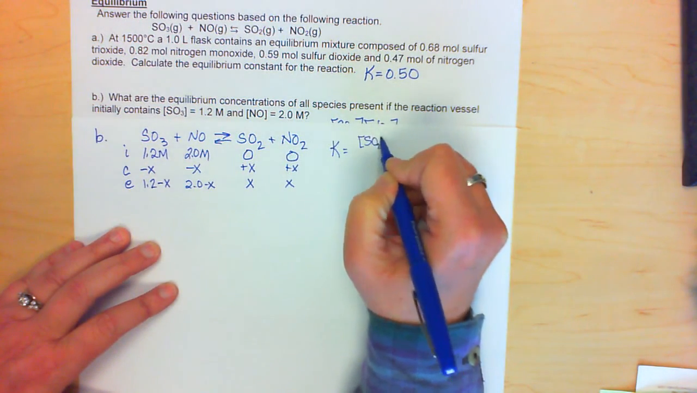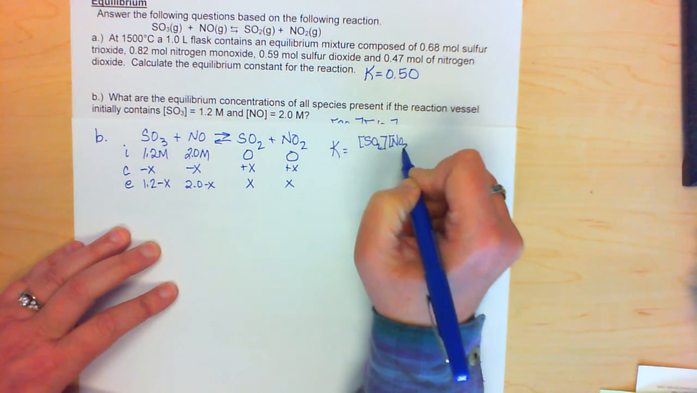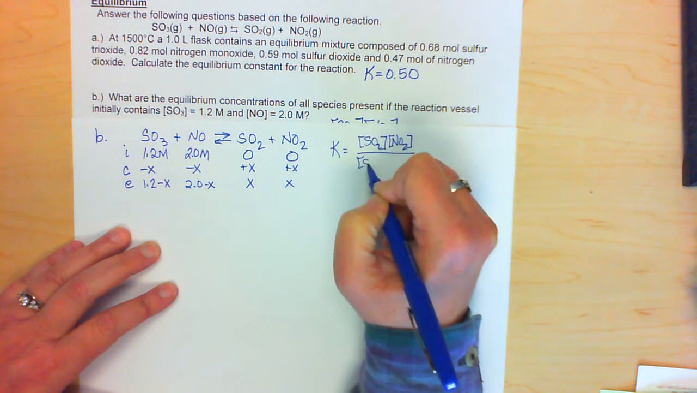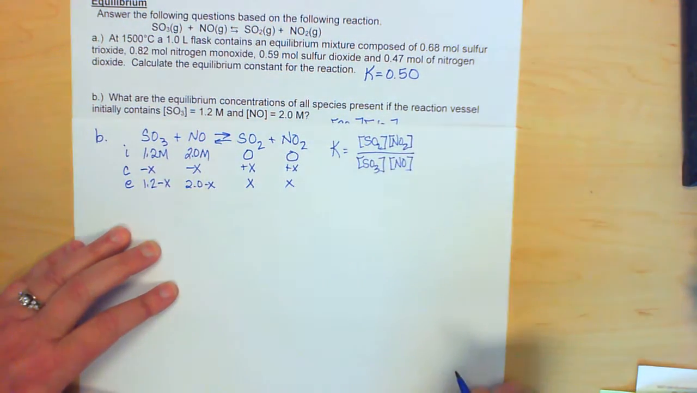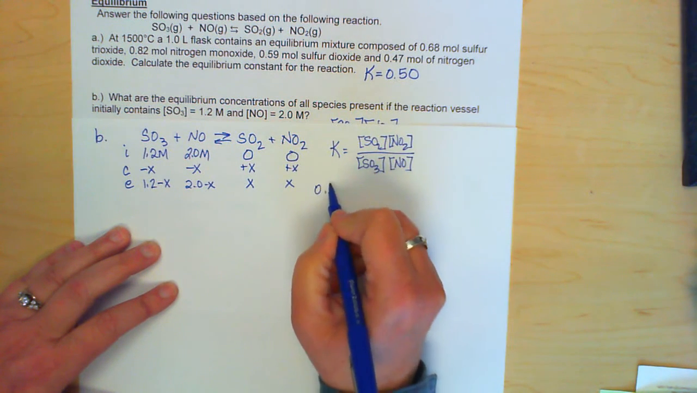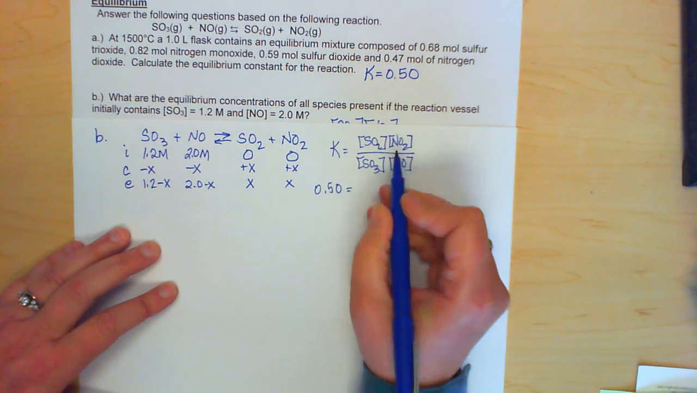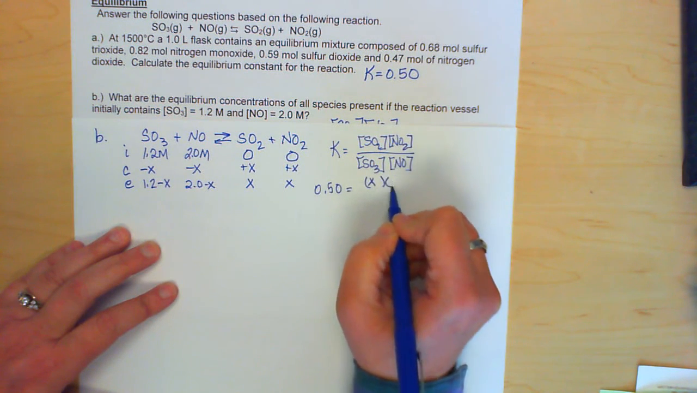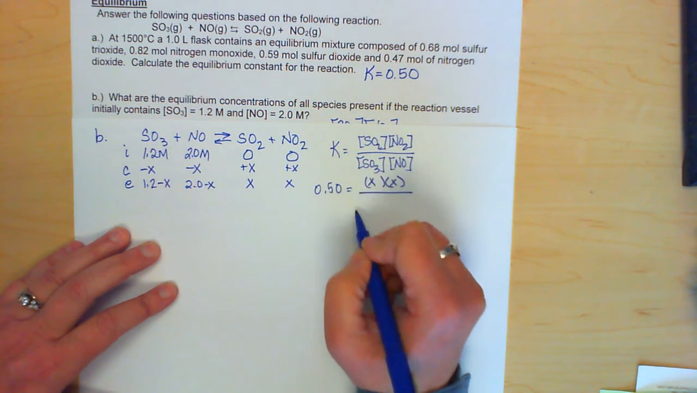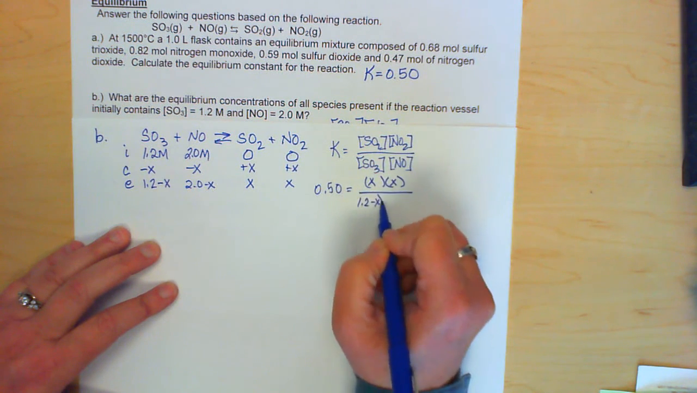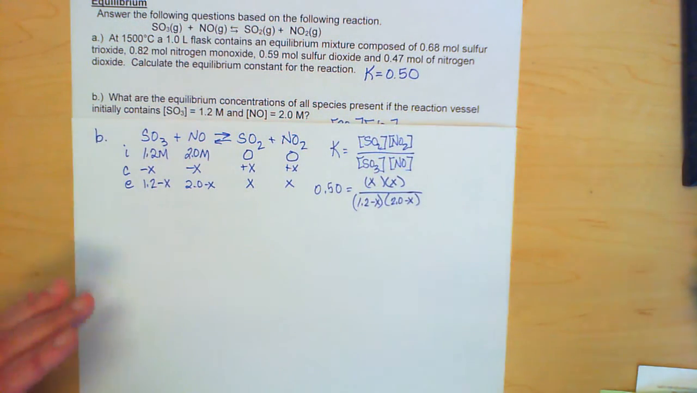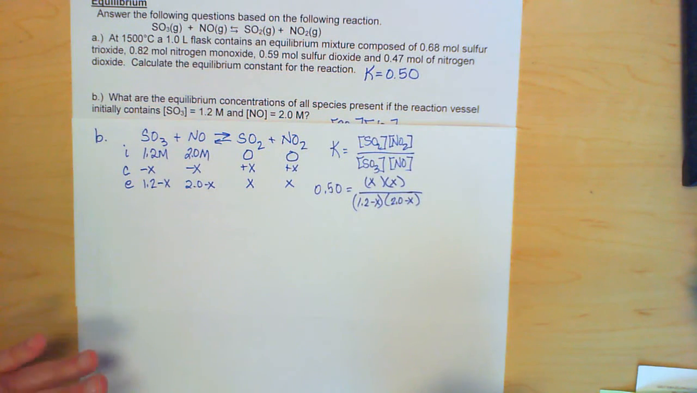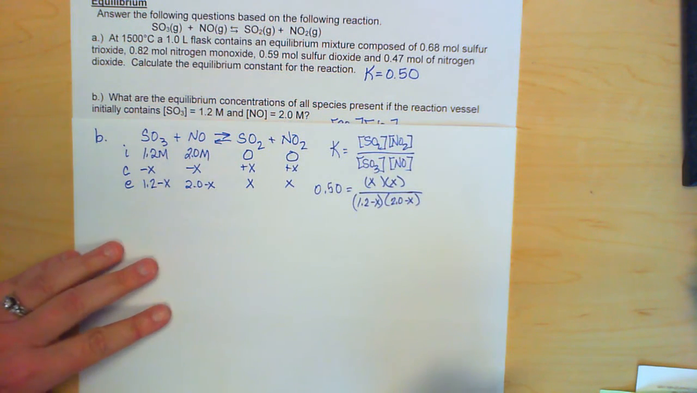So our K expression is still the same. It's SO2 times NO2 divided by SO3 times NO. Alright, so let's plug in what we know. We know this is 0.50. We know that SO2 is x, NO2 is x. The values here are 1.2 minus x times 2.0 minus x. So there we go. So here's where the fun begins, and by fun I mean algebra.